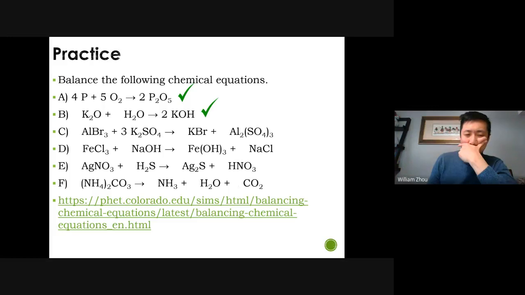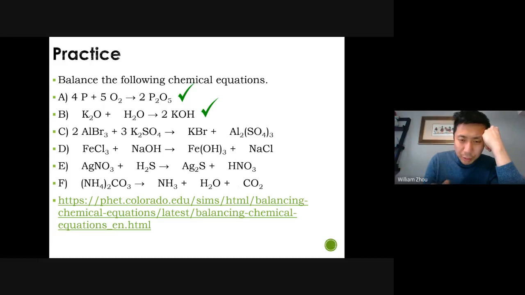So what I did was I put a 3 on the potassium sulfate. Now, why did I do that? Because I see that on the other side, I have 3 sulfates. I only have 1 sulfate on the left side. So I have no choice. I absolutely have to put a 3 there. Otherwise, it's not going to balance. But when I do that, I have another problem.